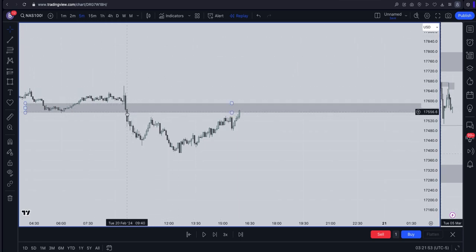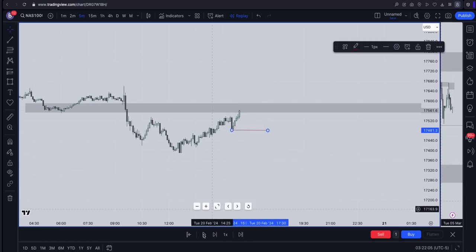So on the 5 minutes, now we'll wait for confirmation. Let's see what the confirmation will be. We have this high, low here. I have this low here. So let's see.